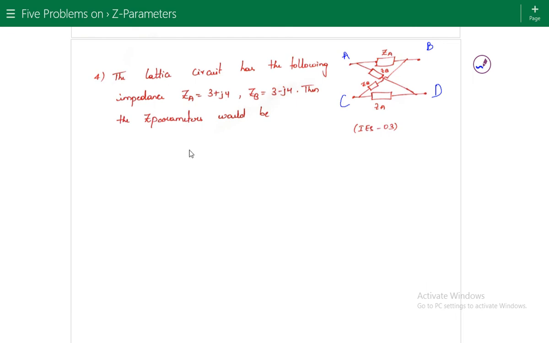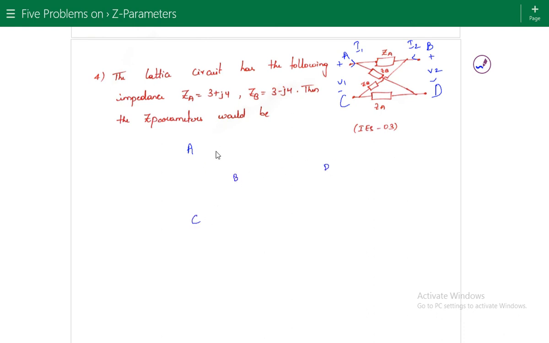So what I will get here, A. Between A and C, I'm applying V1 volts. This will be V2 volts. This current is I1, this current is I2. So I'm redrawing this circuit. This point A, I will consider it as point C, considering it as B and D here.